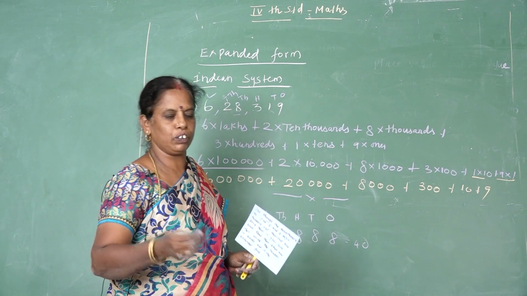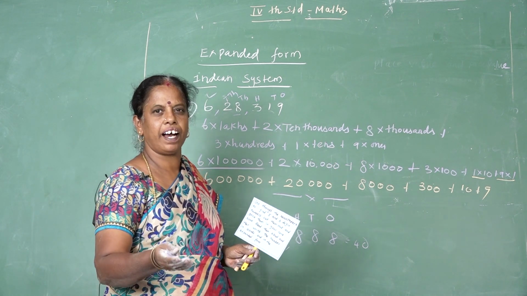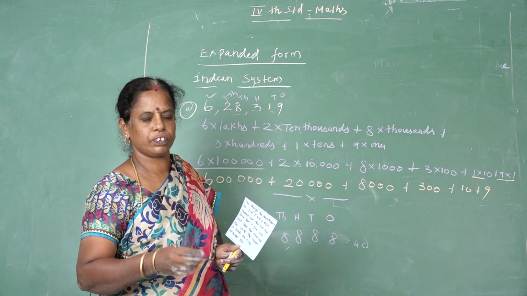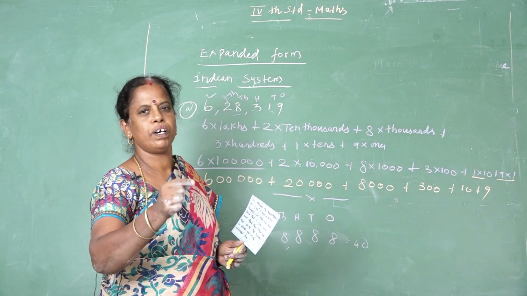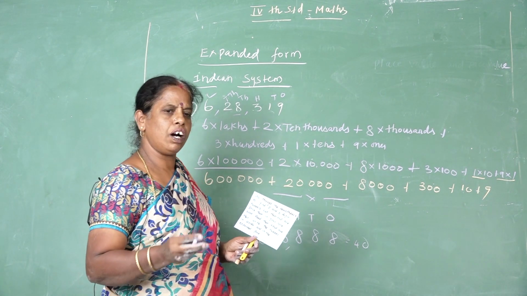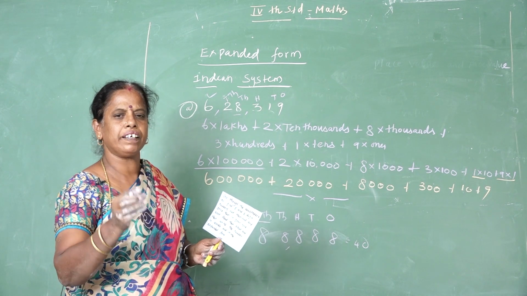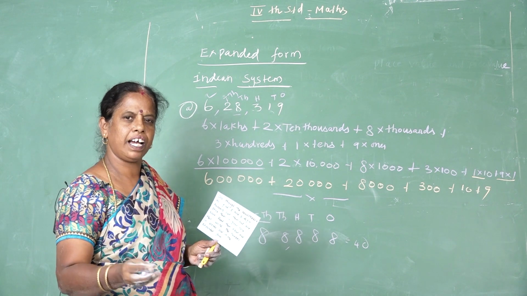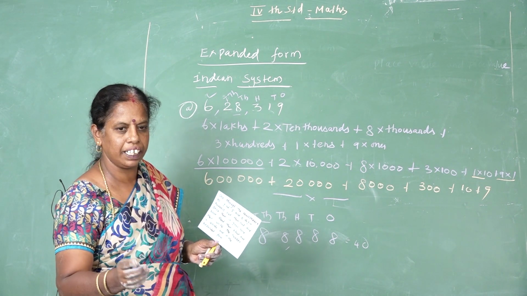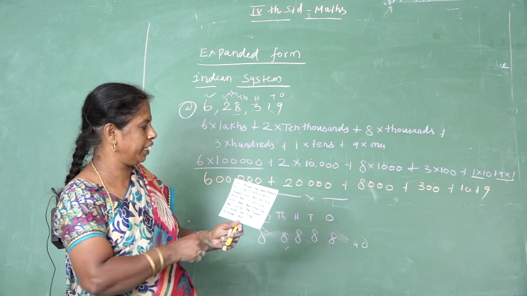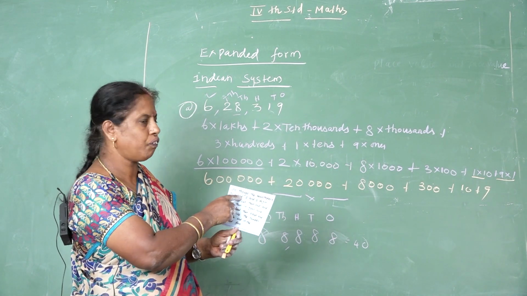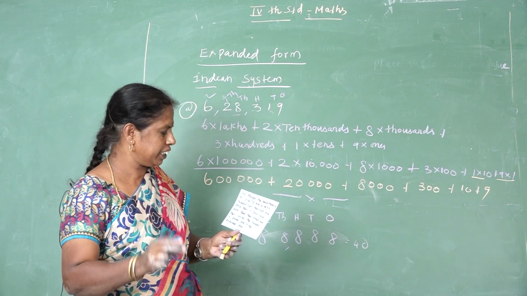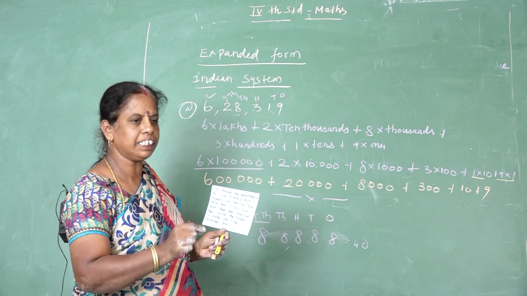Next, daily if you are reading some newspaper, now we are affected by coronas. So daily you hear the news from TV and you read the news from the newspaper. For example, how many persons are affected in Tamil Nadu, how many persons are affected in India? Can you read daily? So listen, another activity: go through the newspaper to find any 5 or 6-digit number.